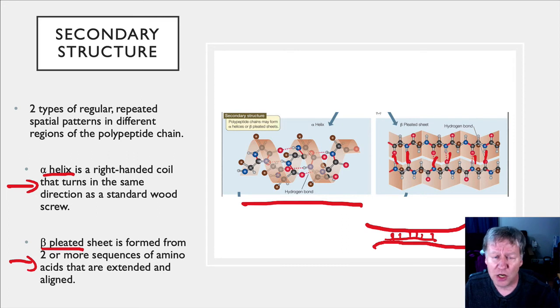So the formation of alpha helixes and beta-pleated sheets is what we call secondary structure. Now, any given protein might have no alpha helixes and beta-pleated sheets, might have one, or might have multiple of them. Each protein is different. Once we have secondary structure handled, we move on to tertiary.